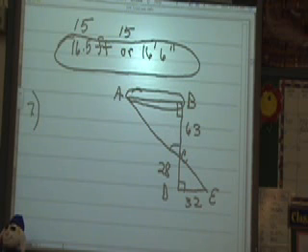They want to know in number 7, why are these 2 angles equal? Angle ACB is equal to angle ECD. Why?